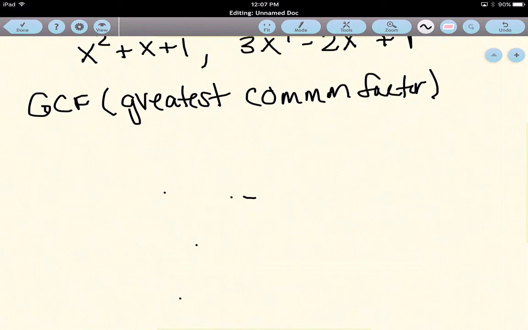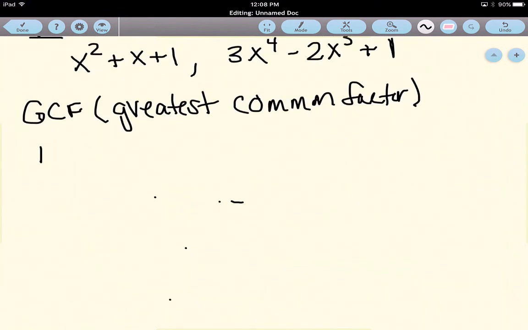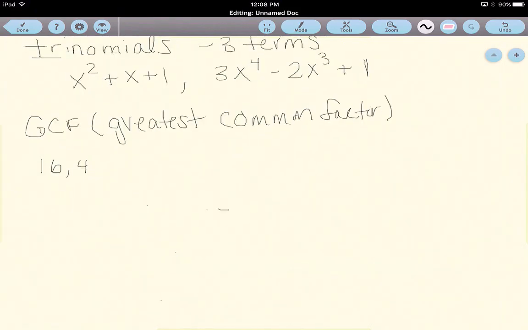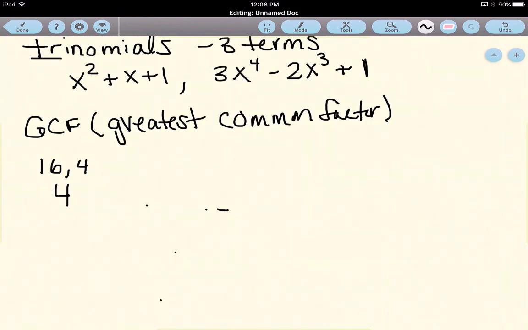So we can look at the greatest common factor between any two numbers. For instance, the GCF between 16 and 4 would be 4. The greatest common factor between 16 and 12 would be 4. The greatest common factor between 13 and 3 happens to be 1. We could do many more examples of this, but instead we're going to jump into the GCF of binomials.